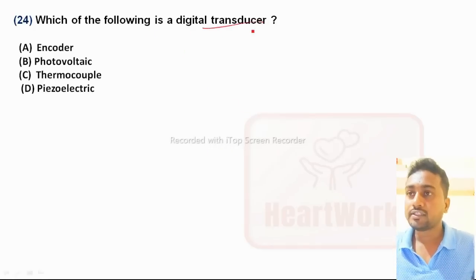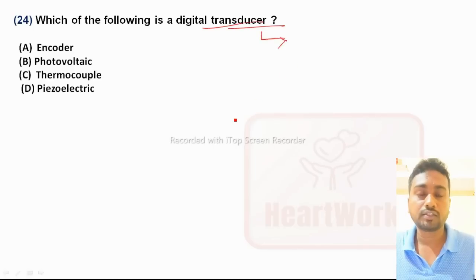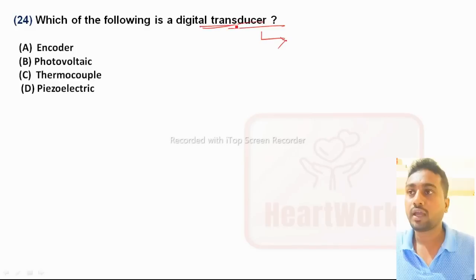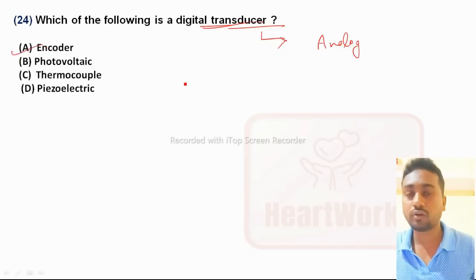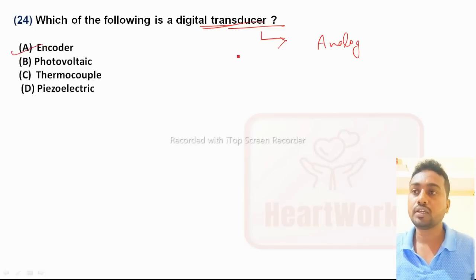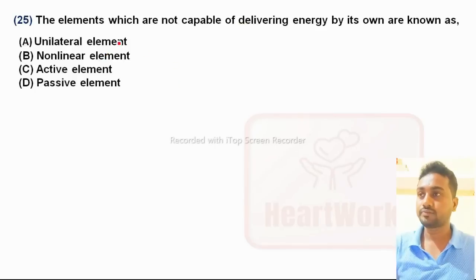Which of the following is a digital transducer? Transducer means what? A transducer converts one form of energy to another form of energy. A digital transducer is used to convert an analog signal to a digital signal. In the options, an encoder converts an analog signal into digital binary form. So encoder is the answer.